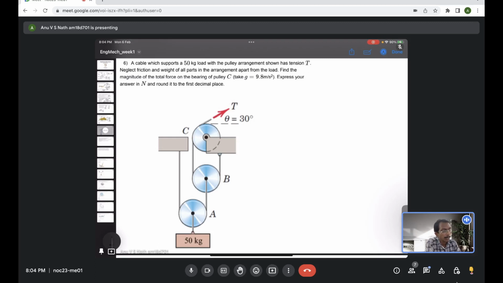Basically we have to evaluate the net force acting on the pulley C. There is no option, so if you found an answer, please type it in the chat box, then we will discuss.